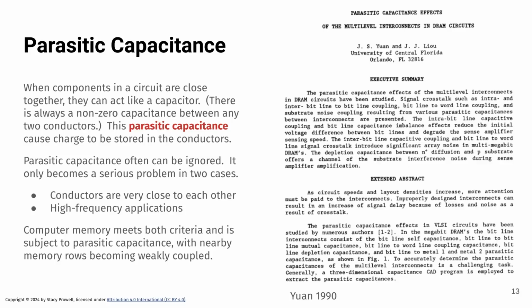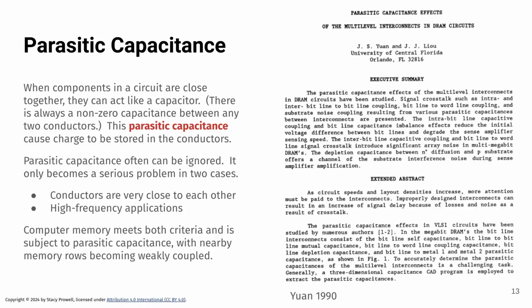We want charge flowing beautifully like water through these conductors, and now it's being stuck in these eddies, and it's not going where we want it to go. So parasitic capacitance can be a problem. Computer memory, stuff's really close together, and it can operate at very high frequencies, right? That's a place where parasitic capacitance is going to show up.